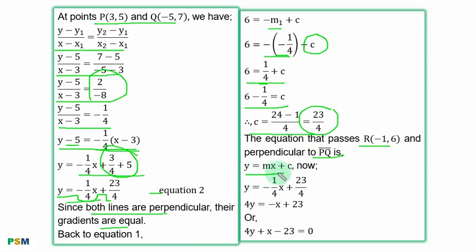You simply replace the gradient with minus 1 over 4 times x, then c, 23 over 4. Multiply through by 4 to clear fractions. You have it in this form, or you move all the terms to one side and you have 4y plus x minus 23 equal to 0. If you transfer these two terms, their sign will change.